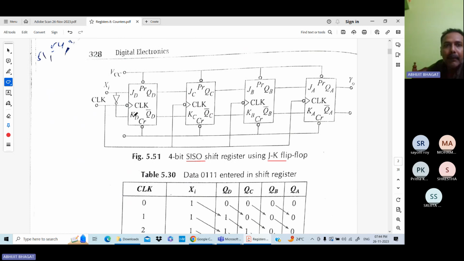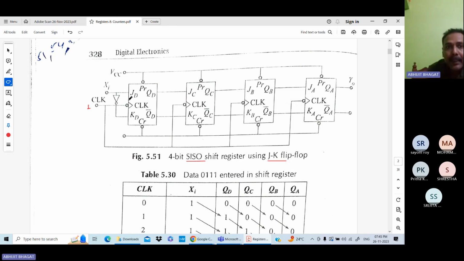You can see here JK flip-flop, J and K. These are the inputs, Q and Q bar are the outputs. So for storing 4-bit data, you need 4 flip-flops. Now here you can see the clock pulses. All the clock pulses of the 4 flip-flops are clocked simultaneously. When this is 1, all flip-flops get the 1 simultaneously. So these all are triggered simultaneously.